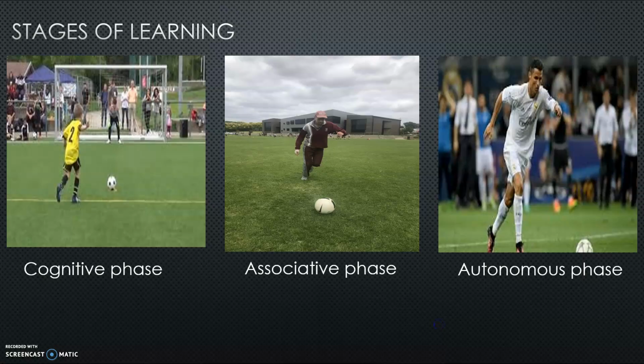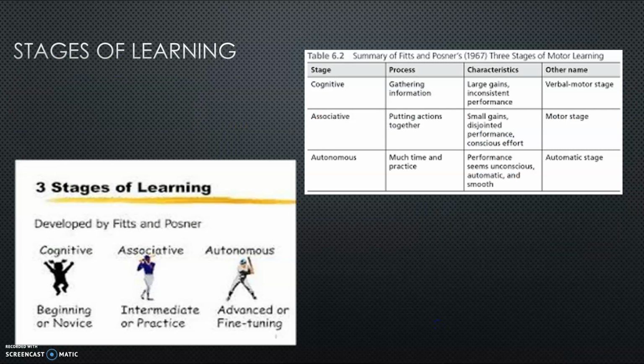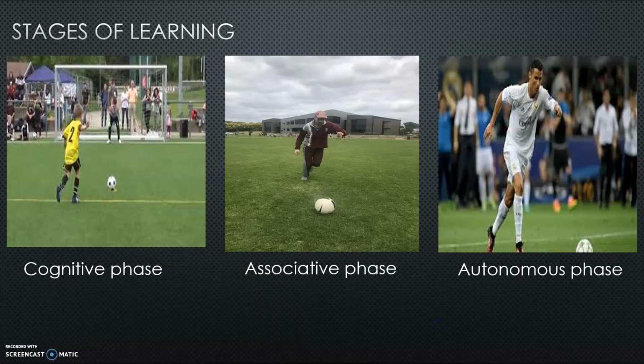There are three stages of learning: the cognitive phase, the associative phase, and the autonomous phase. The cognitive stage is where movements are slow, inconsistent, or inefficient, and there are many large errors made and external feedback is required for improvement. Usually a short stage of learning with rapid progress.